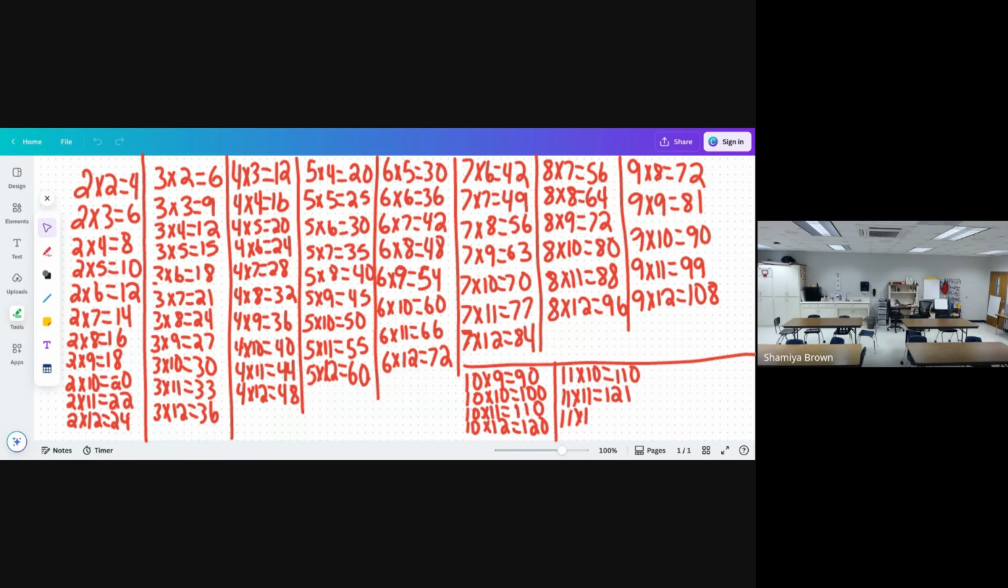So now 11 times 12, I just add 11 more. So if I'm at 121 and I add 10, that's going to put me at 131. But I need to add one more to make me add 11. So that will put me at 132. And then let me move this out of the way.